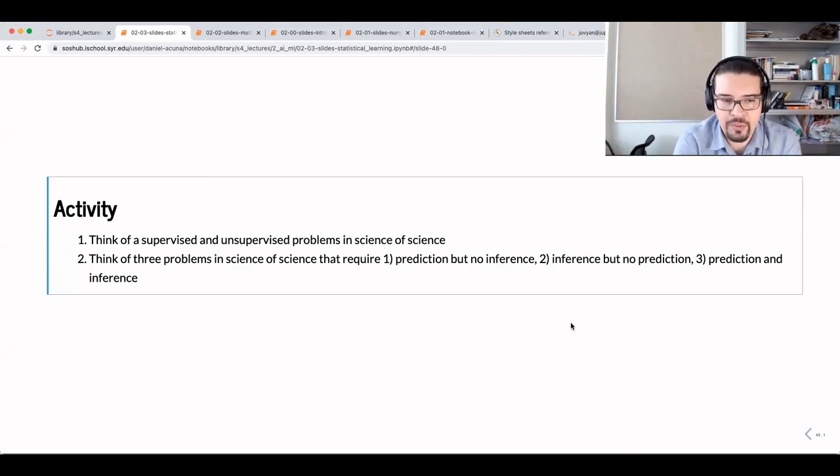What would be an example of a supervised problem? Okay, David says unsupervised recommender systems, as a question. Interesting. What would be a recommender system? Field delineation, right? OCR can be supervised. Supervised topic modeling.